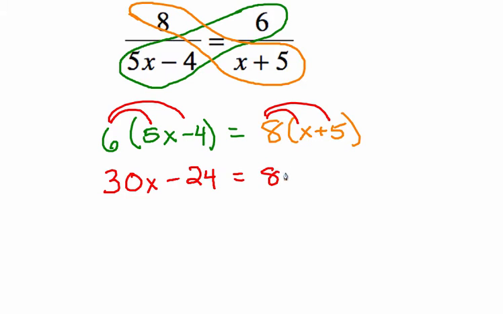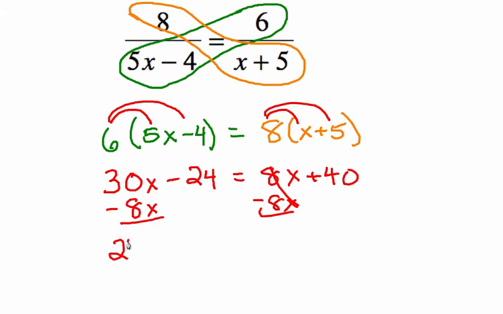8 times x is 8x, and 8 times a positive 5 is positive 40. So we have 30x minus 24 equals 8x minus 40. I'm going to subtract 8x from both sides to get the x's in the same place. On the right, those 8x's cancel out, and on the left, 30 minus 8 is 22. So I have 22x minus 24 equals 40.